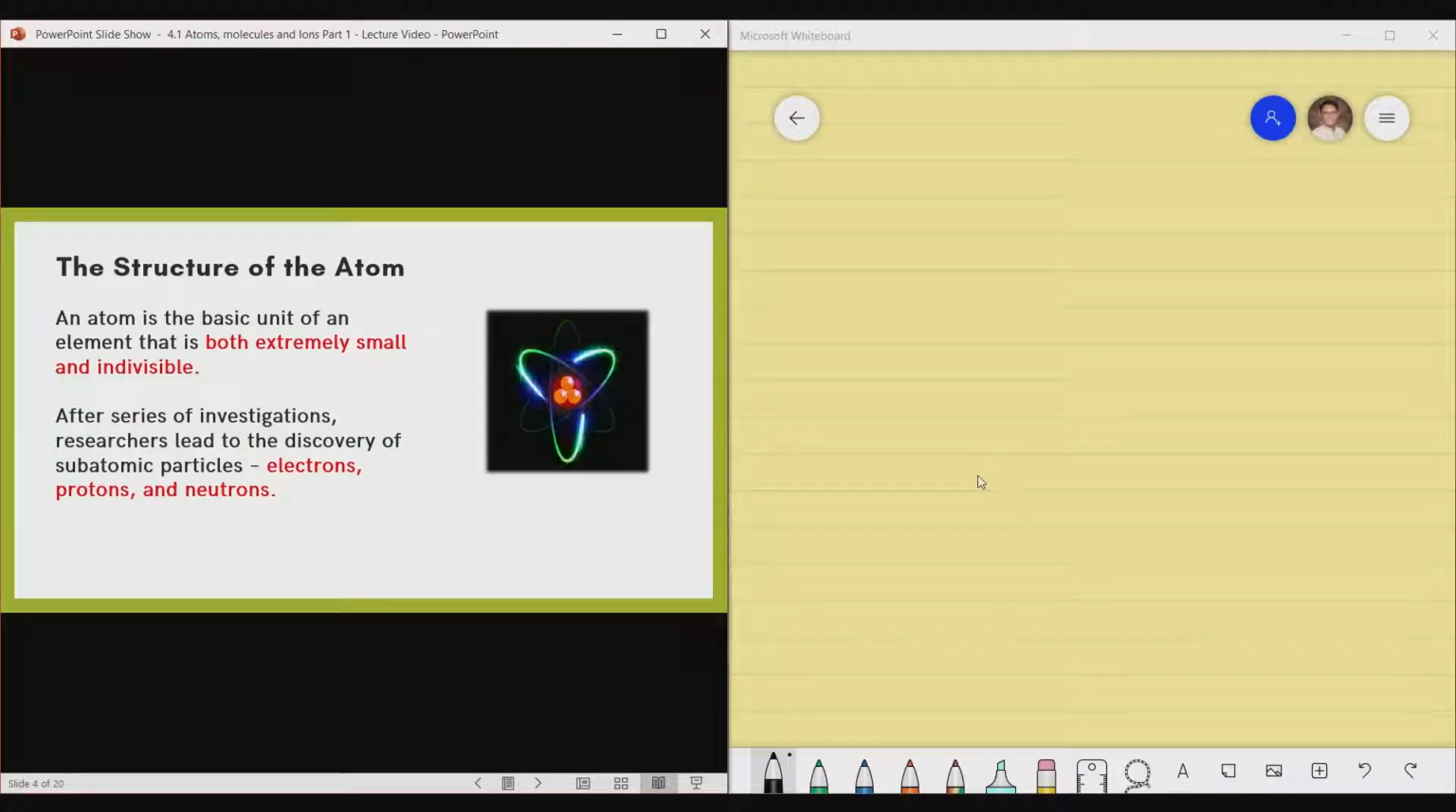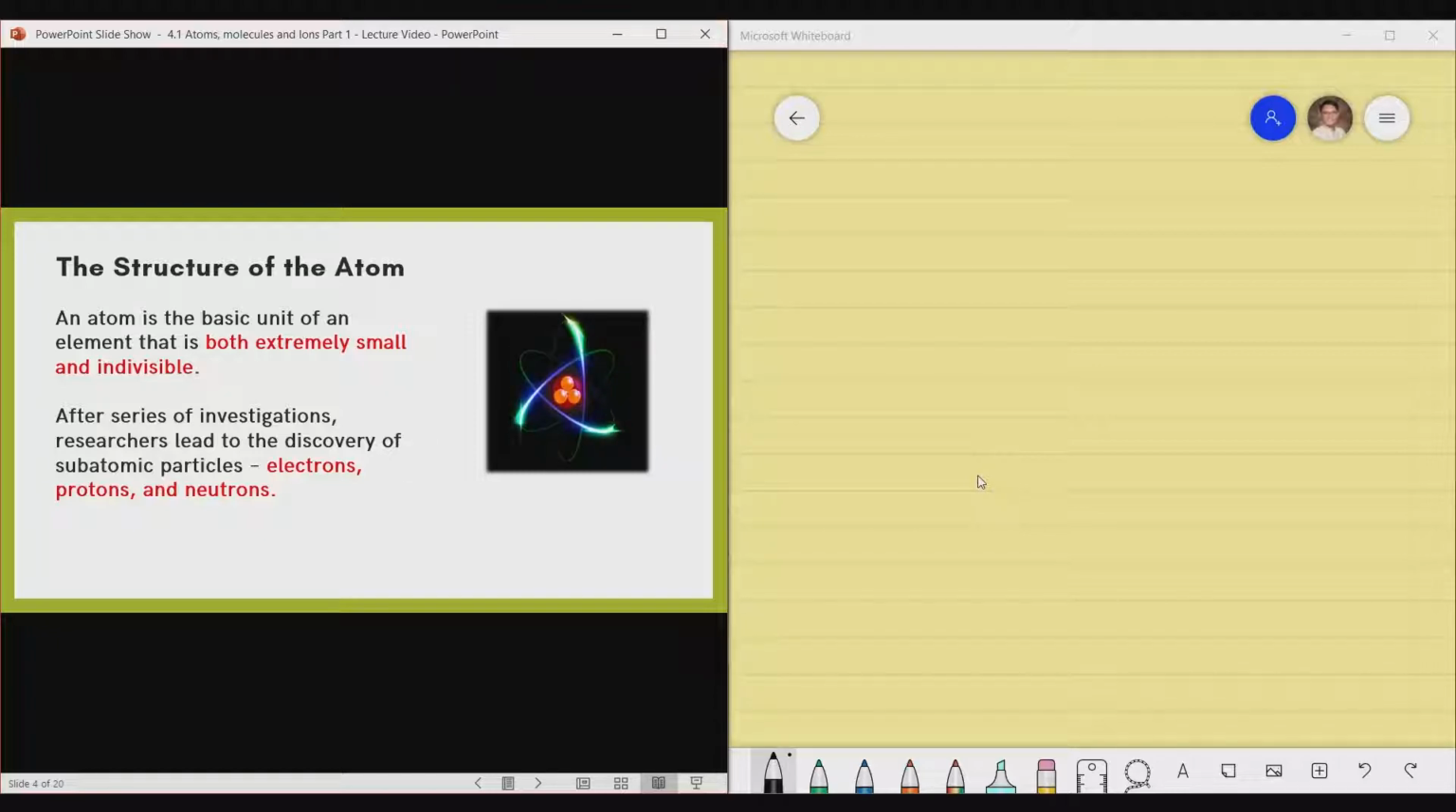All right, the first thing that we'll be discussing is the structure of the atom. An atom is the basic unit of an element that is both extremely small and indivisible. Now, what does that mean? When you say extremely small, with our naked eye, we cannot simply see the atom and also its structure. Now, what does indivisible mean? Indivisible means that the atom can no longer be broken down into smaller pieces.